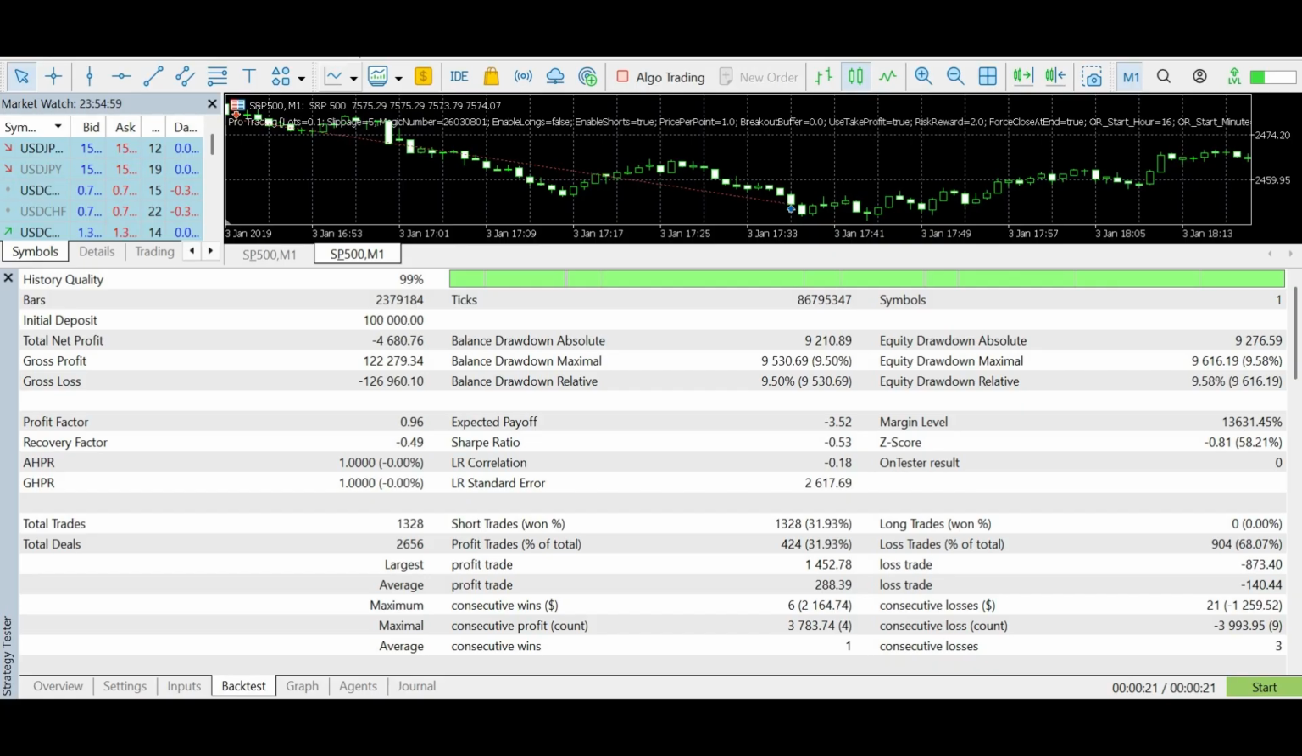Now let's look at the money side. The gross profit was $122,279.34. The gross loss was negative $126,960.10. So after subtracting the losses from the wins, the final net result was negative $4,680.76. The profit factor was 0.96. For me, that means the strategy still lost more than it made.